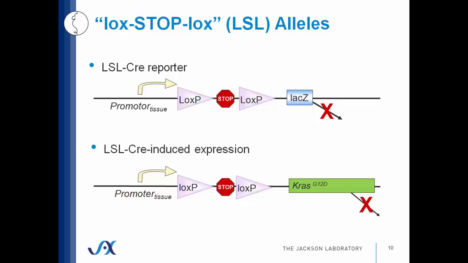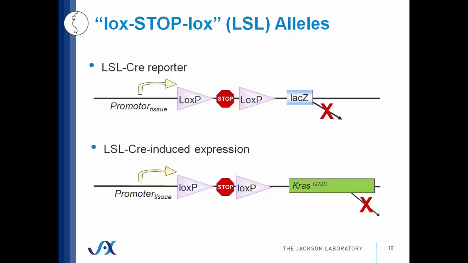But you can also use it to induce expression of any sort of transgene you want, as in the bottom example, say, a disease model for cancer, where you have your promoter of interest expressing then a KRAS G12D mutant, which is an oncogenic form of KRAS. And then you can turn that on in a tissue-specific manner, generating cancer models or tumor models in whatever tissue you want.